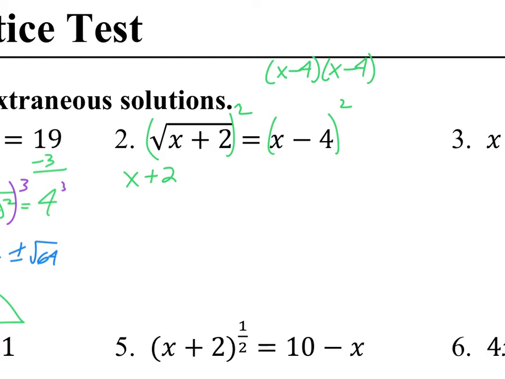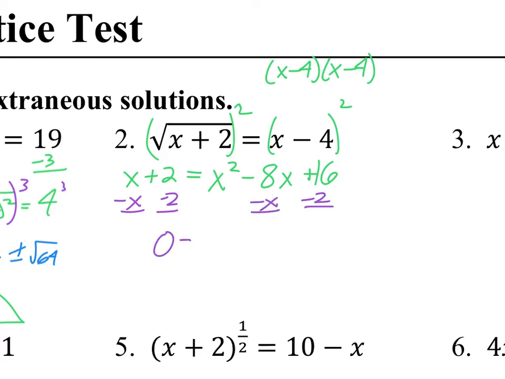So whether you box it or FOIL it or use the special pattern, we do get an x squared because we square the first term. Then we take the product of the two, which would be 4x, and we double that, so minus 8x. And then we square the last term. We get plus 16. Now this does turn out to be quadratic, so we would subtract x and 2 from both sides because we want to get everything to the same side. We get 0 equals x squared minus 9x plus 14.